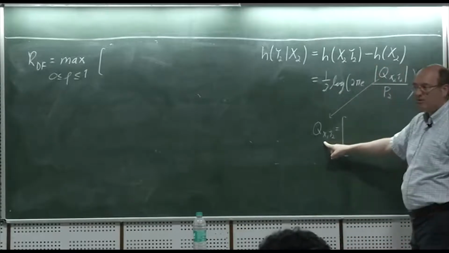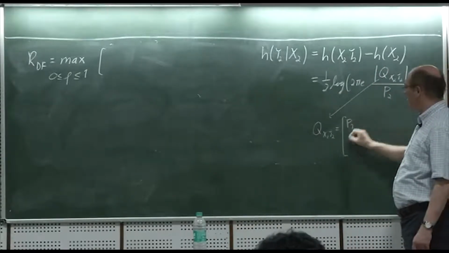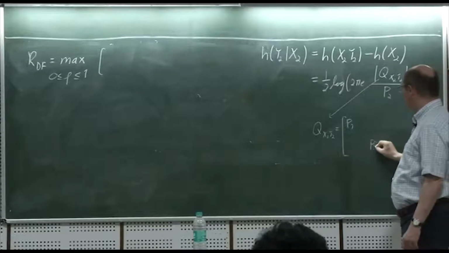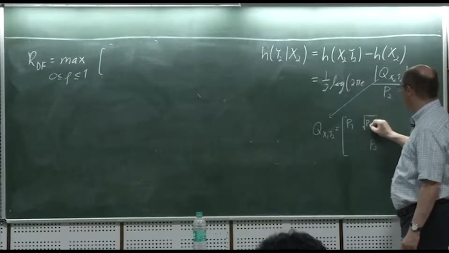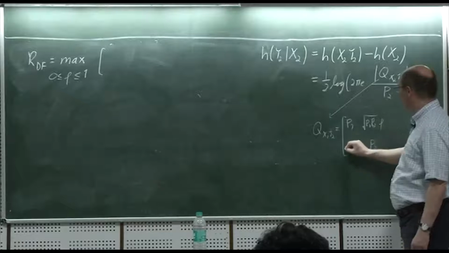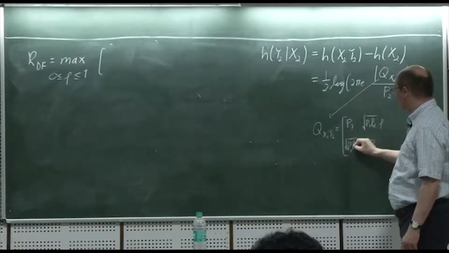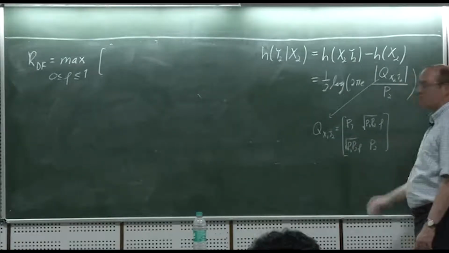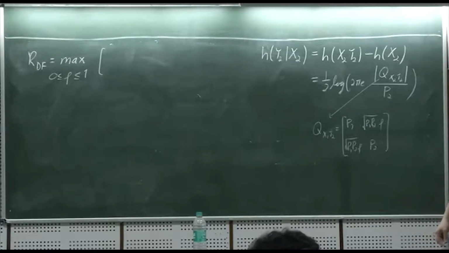Well, it's P1, P2, and then root of P1 P2 rho, root of P1 P2 rho. That's the general form of the covariance matrix. It's the same thing as the correlation matrix, too, because we have zero mean.